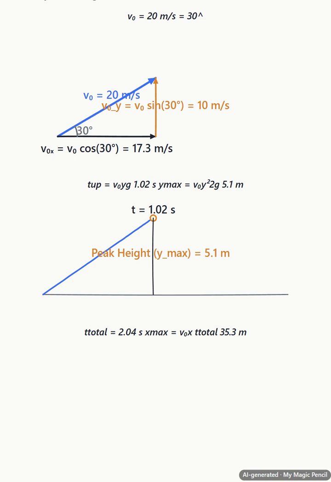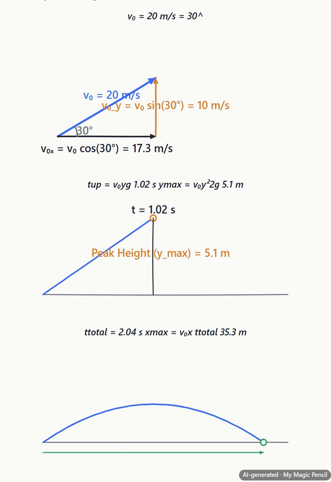Finally, how far does it travel? Since the path is perfectly symmetrical, the total flight time is double the climb time, or 2.04 seconds. Multiplying this by our constant horizontal speed gives a landing distance of 35.3 meters.